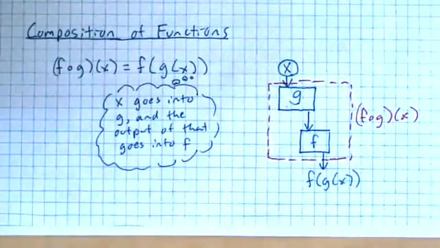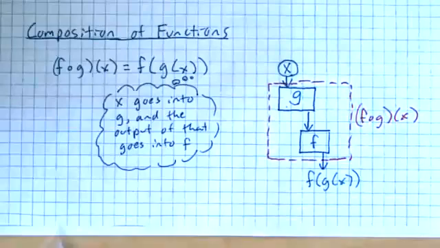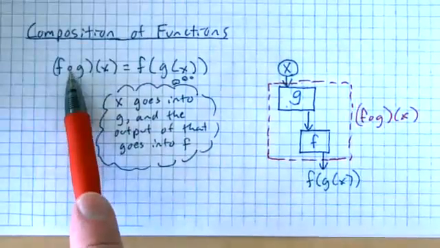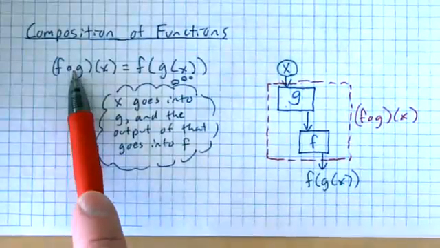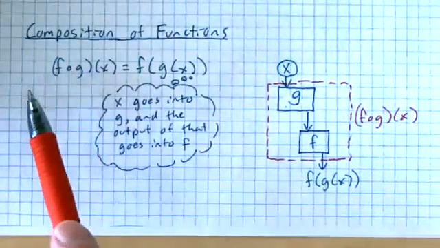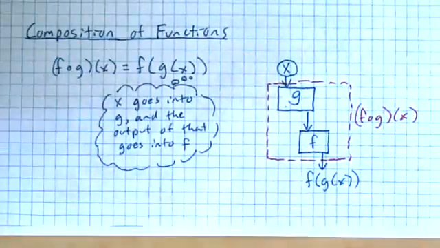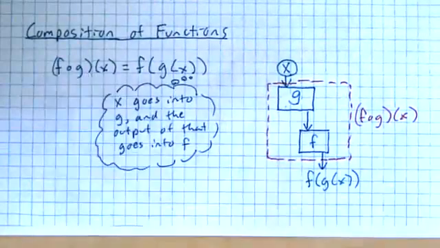This is not multiplication, this is composing. So there is no multiplication inherently going on here. There might be multiplication inside one of those functions, but this is not a times symbol. This is a composition. It's a little o. And then you put it, yes. And we're going to practice with that.